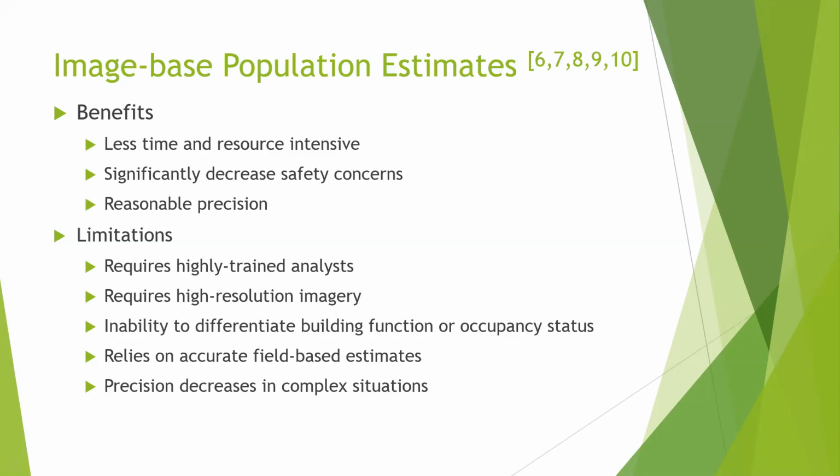And another main limitation is that the image-based population estimates still rely on accurate field-based population estimates. Without those accurate field-based population estimates, the image-based population estimates may not truly represent the ground truth. Lastly, the precision with image-based population estimates decreases in complex situations. This includes multi-story dwellings, connected dwellings, or dwellings where they have similar spectral signatures as the environment around them.